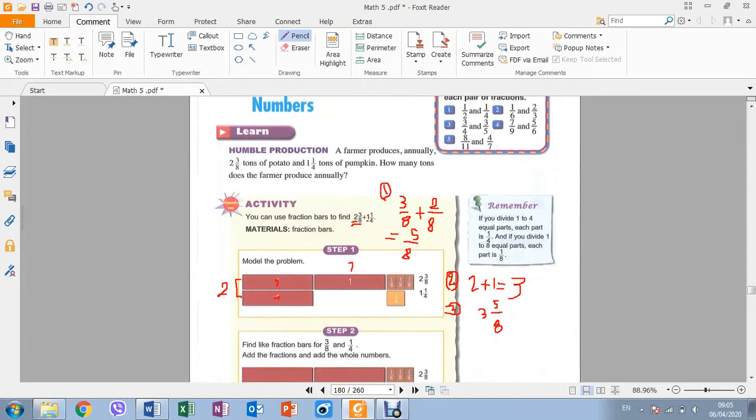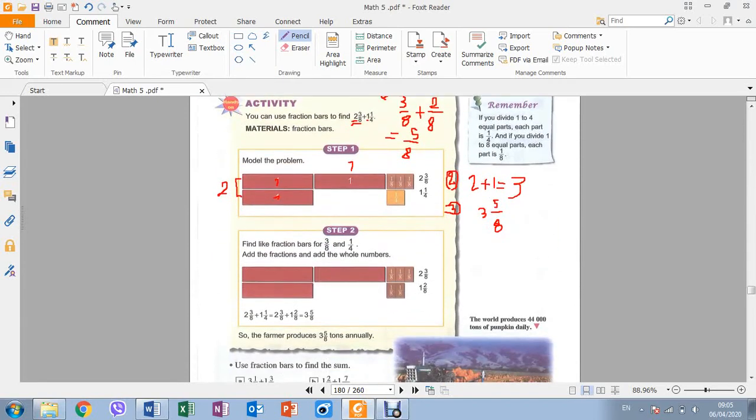This is our answer. And there is again, look, 3 5/8. Or you can do this one directly together. For example, 2 3/8 plus 1 1/4. Look, because our denominator is 8, only instead of 1/4 we use 2/8.